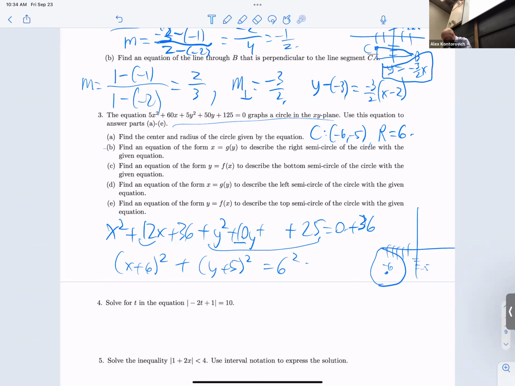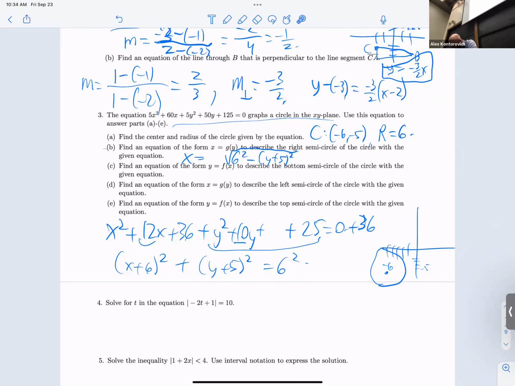Okay, so what is it saying? Find an equation of the form x equals g of y to describe the right semicircle. That's this. Oh, I see what he's saying. Okay, fine. So x is equal to. So if I solve for x, I take the 6 squared, I subtract y plus 5 squared, I take a square root, right? You see what I'm doing? I want to isolate x. So I'm going to move this to the other side. There's a square here, so I'll take a square root. That's what the square root is doing.